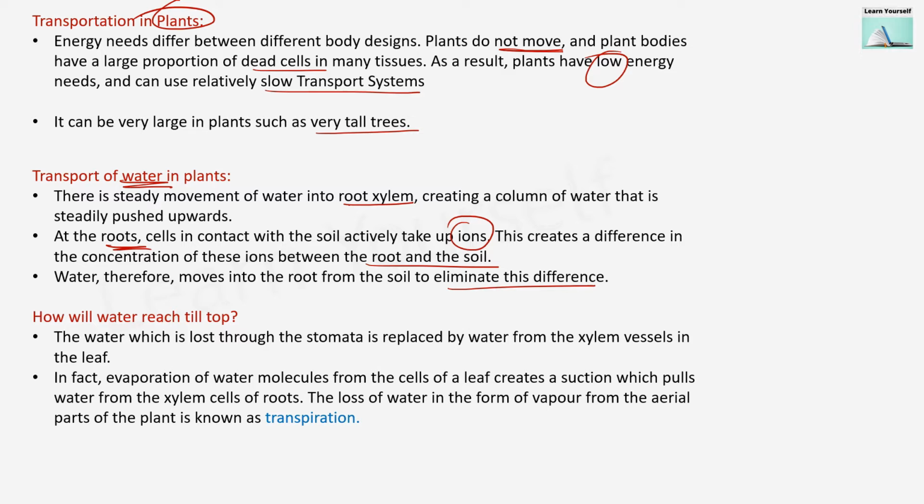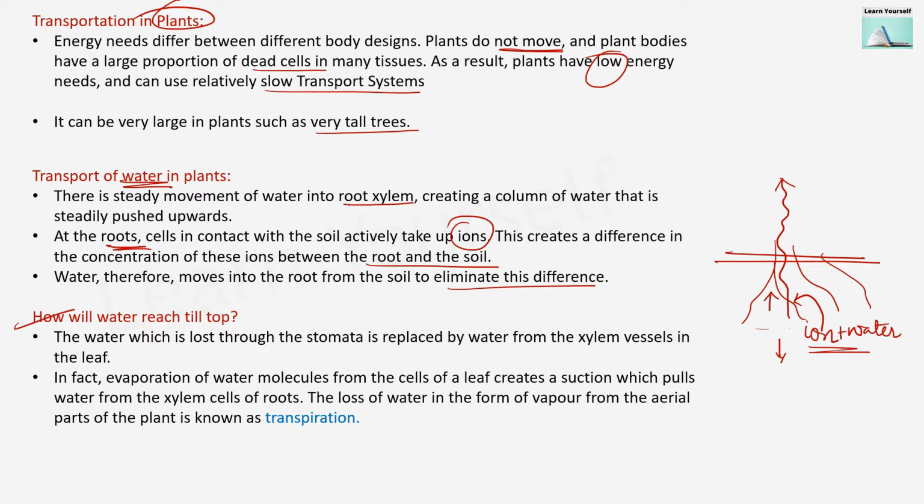Earlier we have seen this concept: because of the ion difference, when the roots are in the soil underground, here the ion concentration is more. Once the root takes up these ions along with the water, inside the roots the ion concentration will be more and in the soil it will be less. So this difference of ion concentration will help water to go up into the roots and till the stem. So this difference of ion concentration in the roots will help water to move forward.